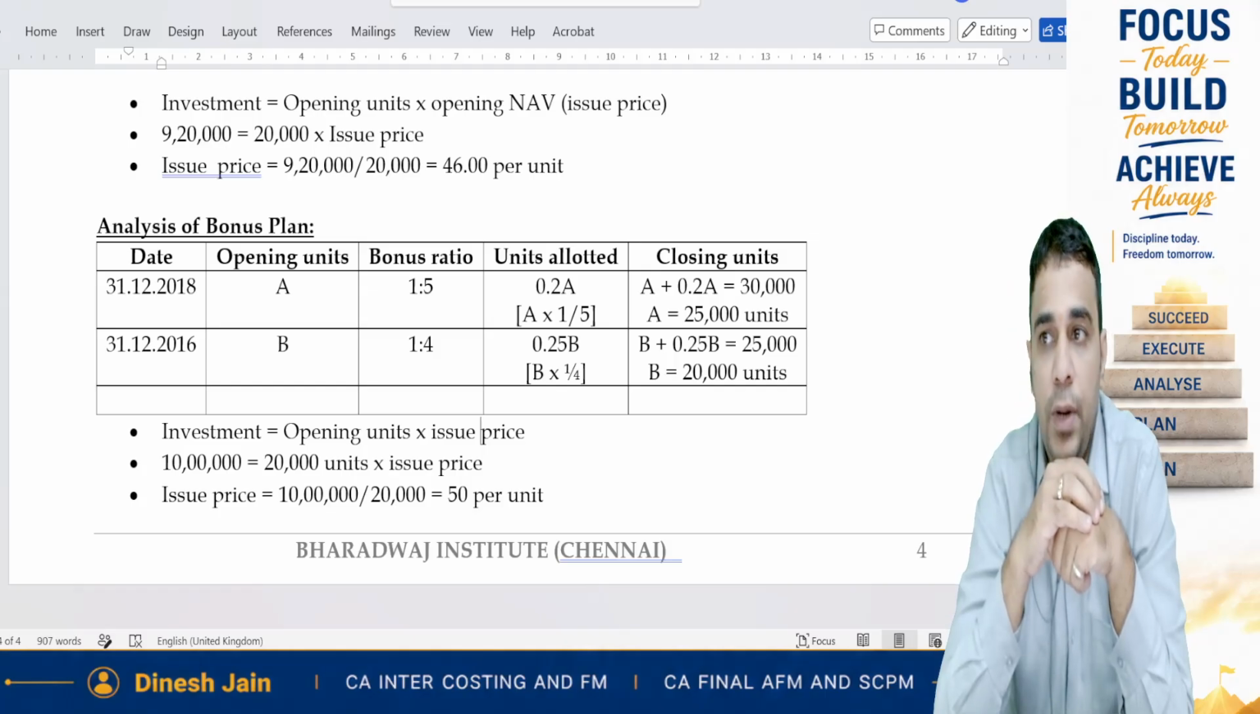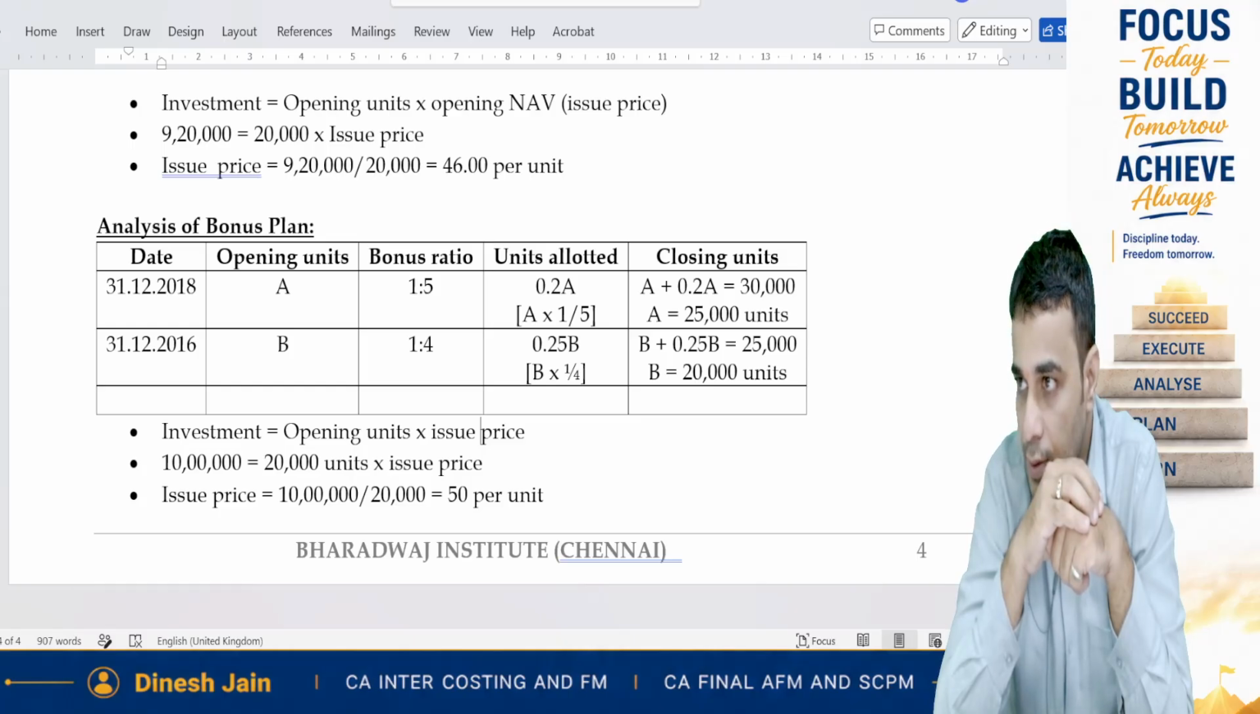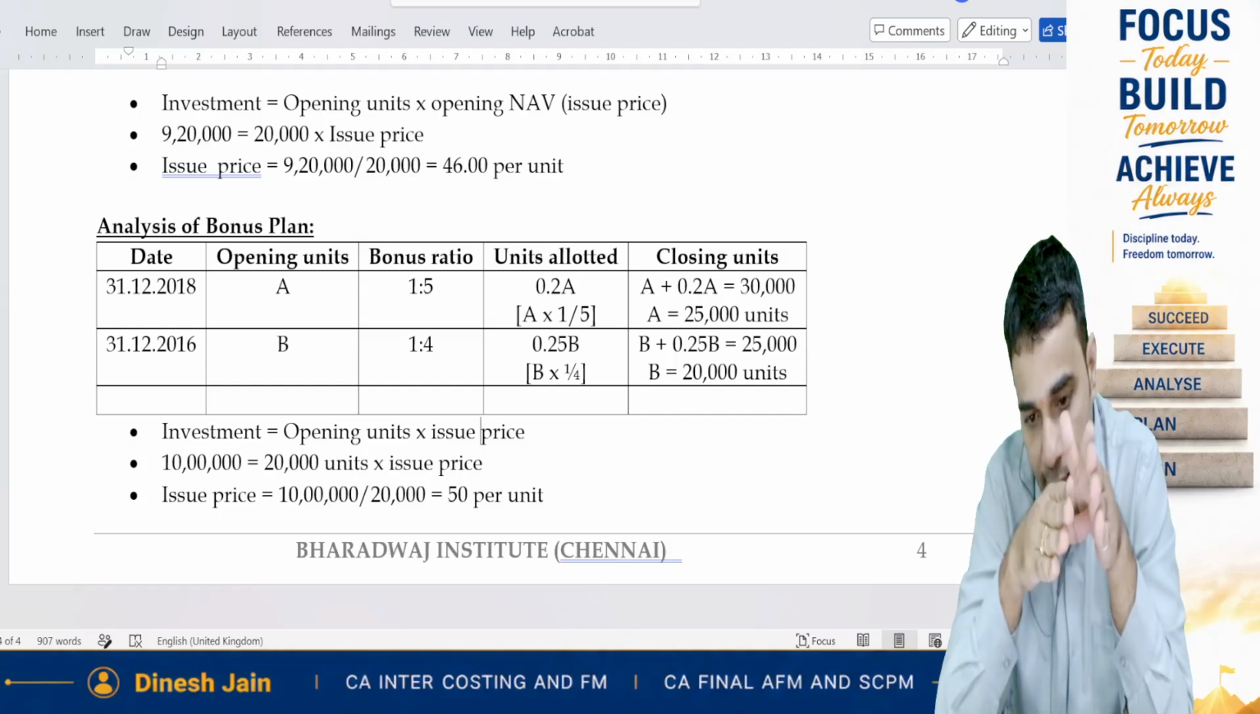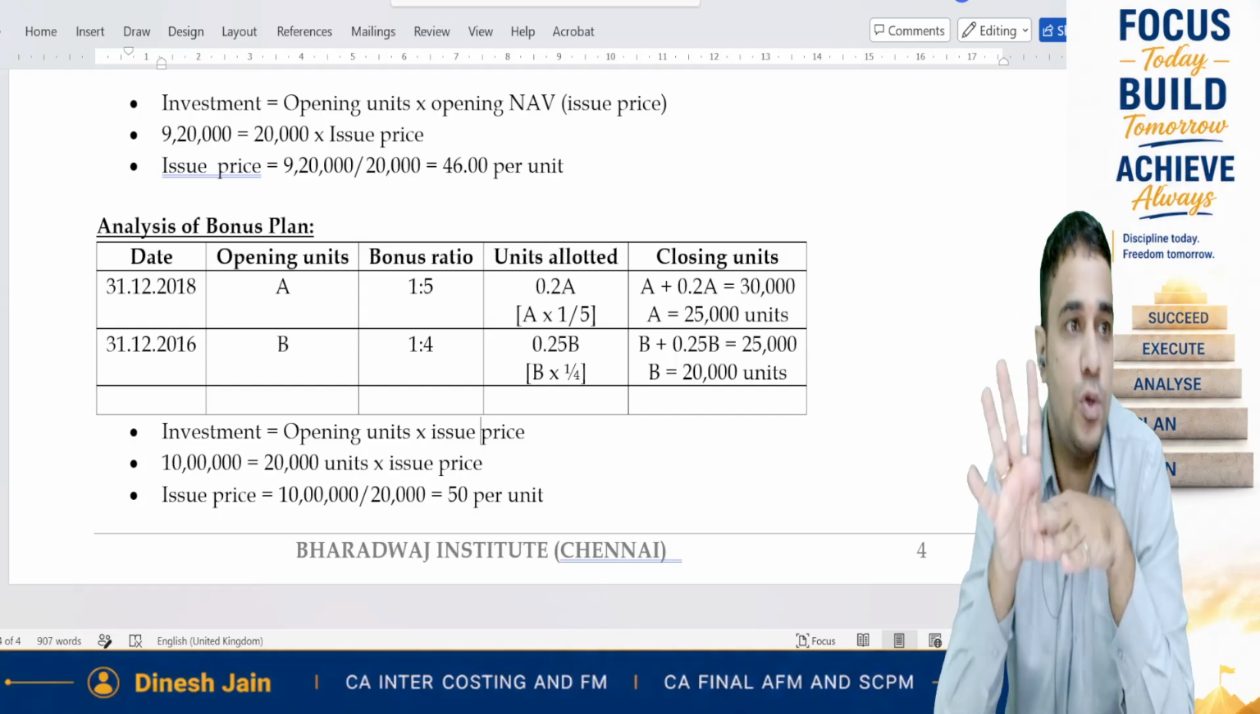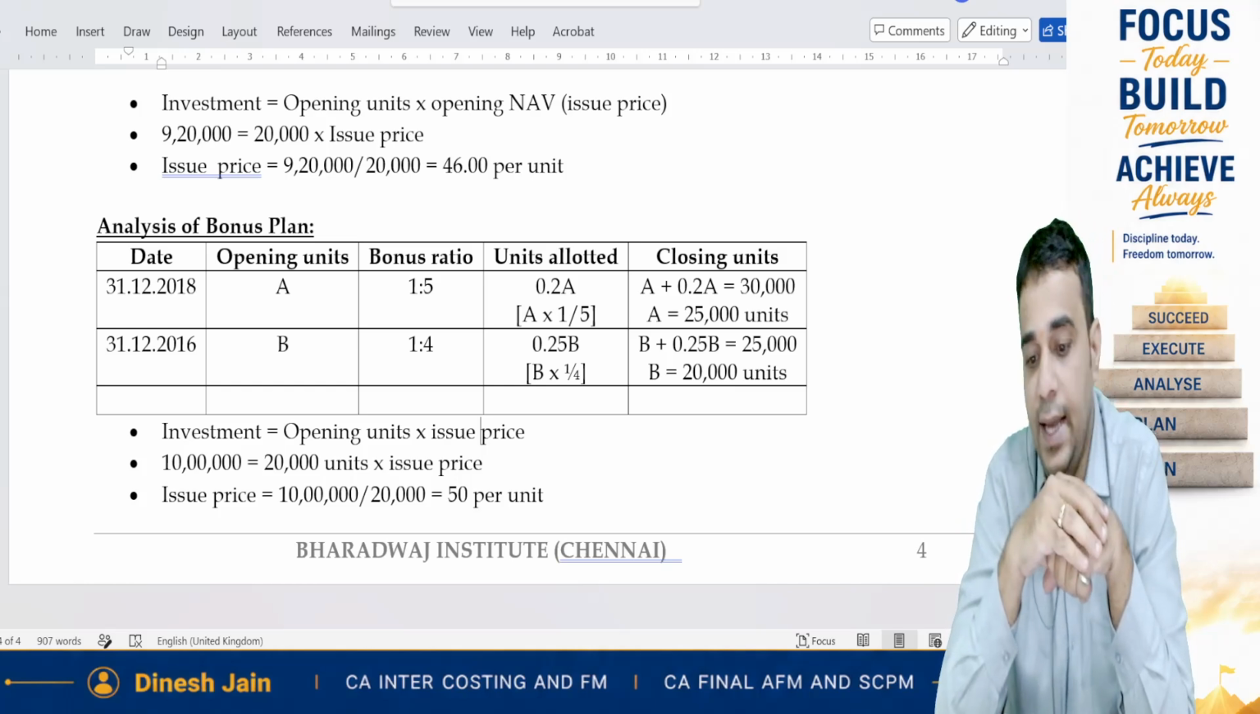We start with opening units as A. Bonus ratio is 1 is to 5. So allotment is A into 1 by 5, 0.2A. A plus 0.2A is the closing number, 30,000. You get A as 25,000.